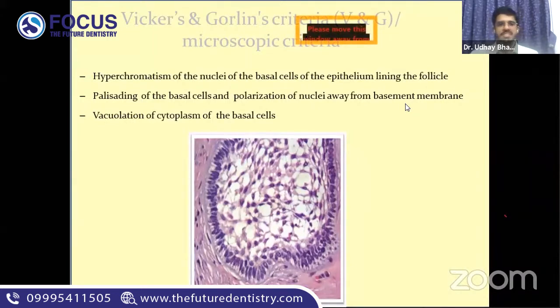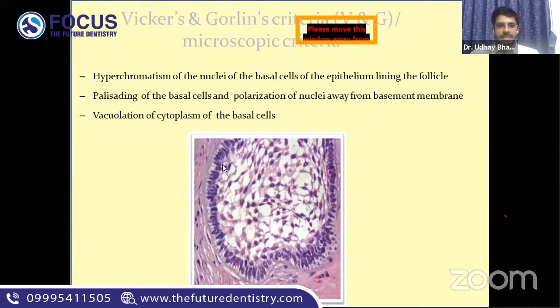So you have 3 features: hypochromatism of the nuclei of the basal cells, palisading and polarization of nuclei away from the basal membrane, and vacuolation of the cytoplasm, subnuclear vacuolization. Now this is very easy to remember because these are exactly the same features which you are going to see in a tooth bud, in an enamel organ. At the late Bell stage, this is what you are going to see just before apposition or laying down of the mineralized tissue begins. Histologically, this is exactly how a tooth bud will look.